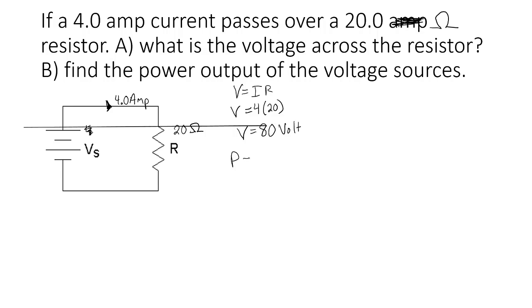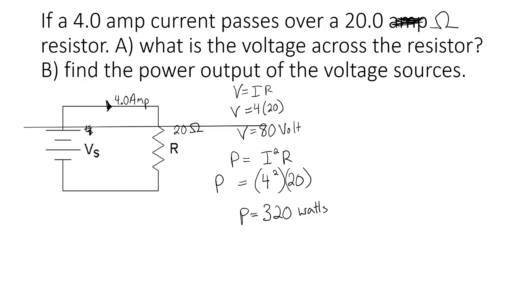Then it says find the power output of the voltage sources. Well, we just said P equals, what did we just say? Volts times amps. In the last slide, we said volts times amps. Or we could say also I squared R. Now, because in the question, we knew that there were 4 amps and the resistor was 20 ohms, in this case, I could use that instead of going back to it. We should get the same answer either way. So we'll get 4 squared is 16 times 20 is 320 watts.